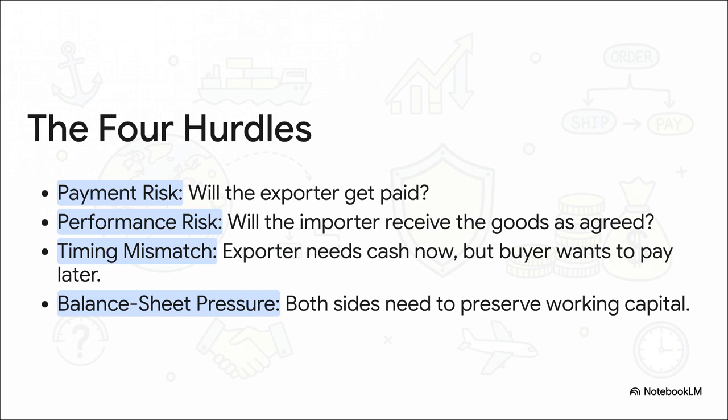Then you've got the flip side, performance risk. This is the importer's worry. Will I get the goods I actually ordered? Third, you've got this timing mismatch. The exporter needs cash right now, but the buyer wants, say, 90 days to pay. That's a huge cash flow gap.